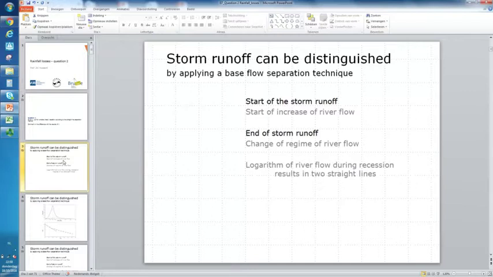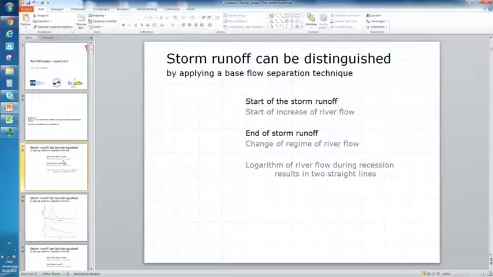We know from our theoretical lectures that the start of the storm runoff is the point where the river flow or discharge starts to increase when it starts raining. This will be quite easy to figure out. The end of the storm, however, is more difficult to find because this will be the location in time or the amount of flow where we see a change in the regime of river flow.